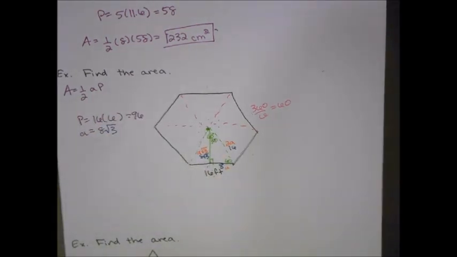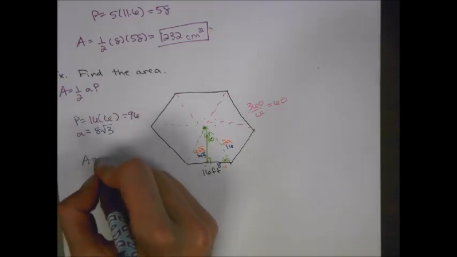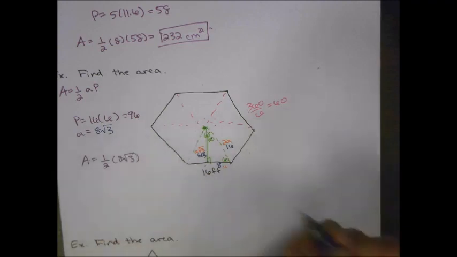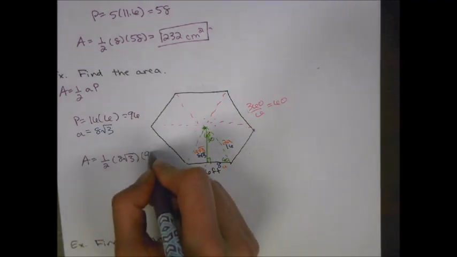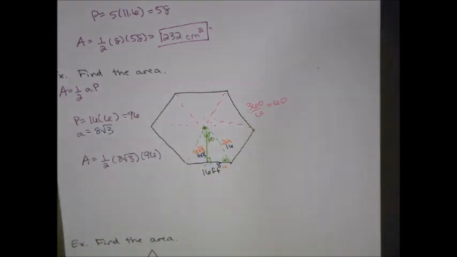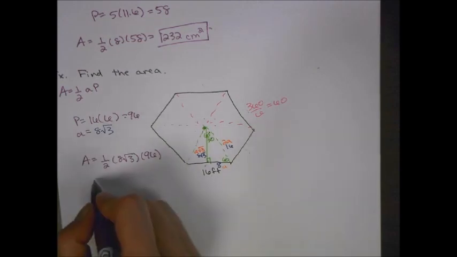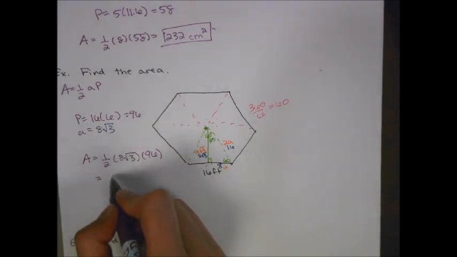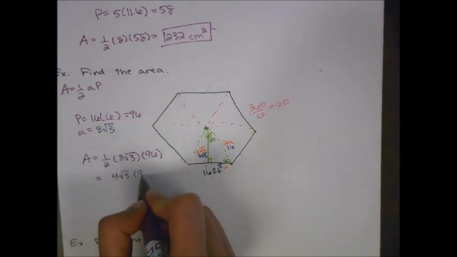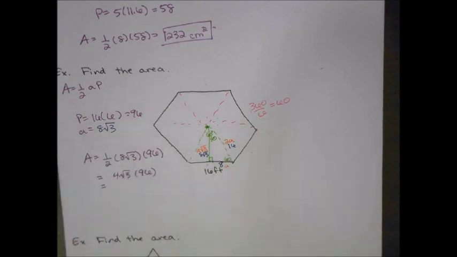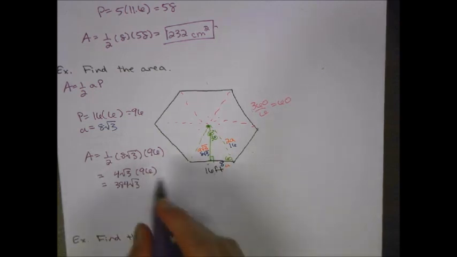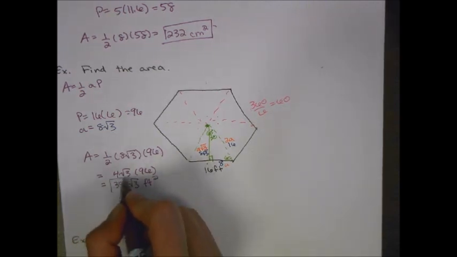Now that I have that, I can plug that into my formula. Area equals 1/2 8 root 3 times the perimeter, 96. We're going to leave our answer in radical form. 1/2 of 8, 4 root 3 times 96. 96 times 4, 384 root 3 feet squared.